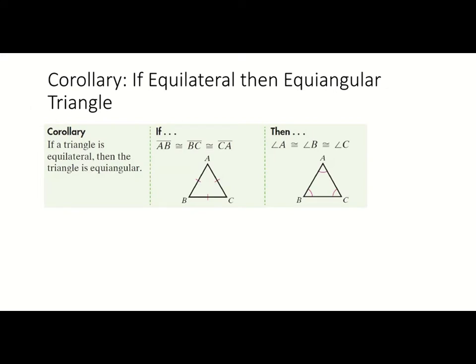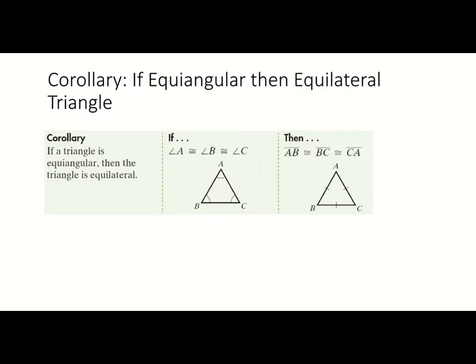All right, next we have another corollary. And this one says, if we know a triangle is equilateral, then it is also equiangular. So if we know all 3 sides are the same, then all 3 angles must also be the same. So that is for an equilateral triangle. And here we have the converse to that, and that is if a triangle is equiangular, then the triangle is also equilateral. So if we know all 3 angles are the same, then we know all 3 sides are the same as well.